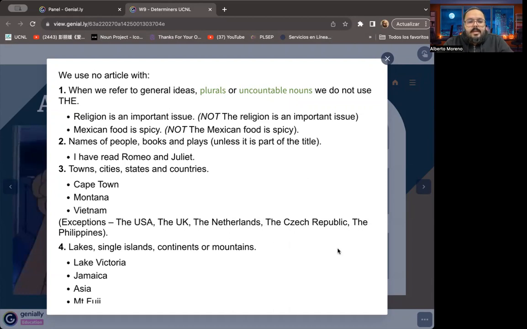¿Ok? Ahora, tampoco es necesario utilizar artículos con los nombres de personas, nombres de libros o nombres de obras de teatro. Por ejemplo, I have read Romeo and Juliet. He leído Romeo y Julieta. Si decimos, I have read the Romeo and Juliet, no tendría sentido. ¿Por qué? Porque es el nombre de una obra.